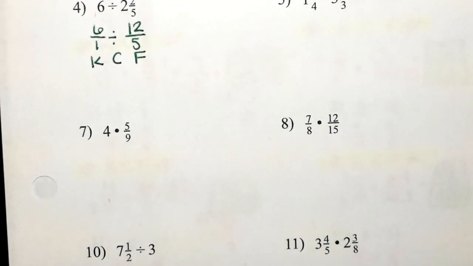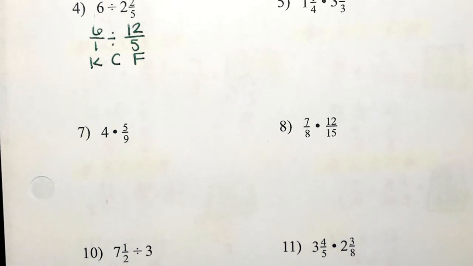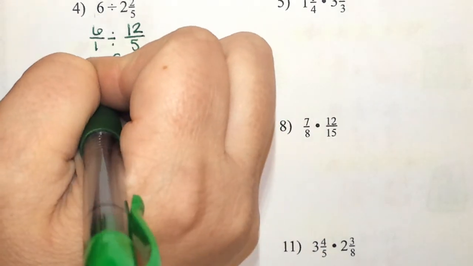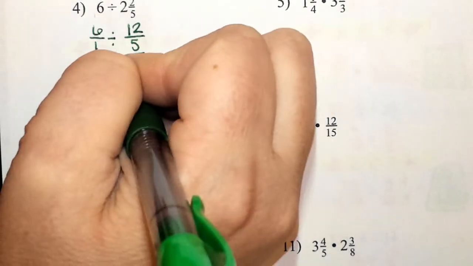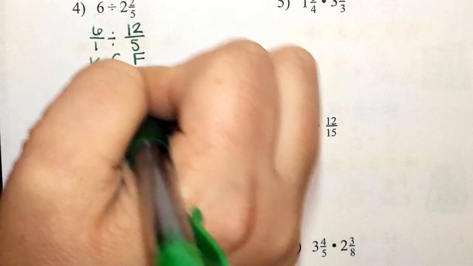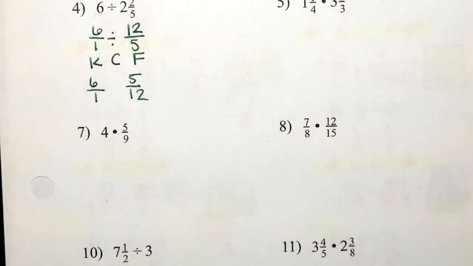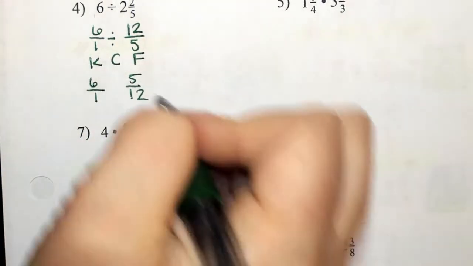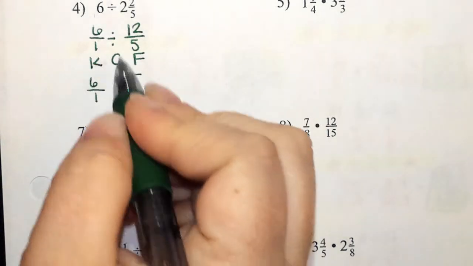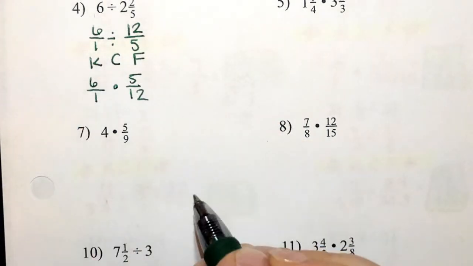Yeah, you should probably be looking up at the board and writing down what we have so far, okay? Kai, what is it going to say when I keep, change, flip? 6 over 1 and 5 over 12. All right, is that the only thing? I feel like we're missing something in the middle there. And multiply. So we keep it the same, we change it to multiplication, we flip the second fraction.